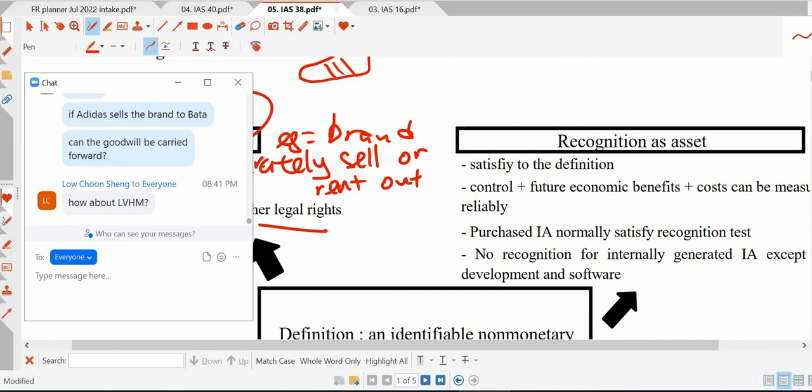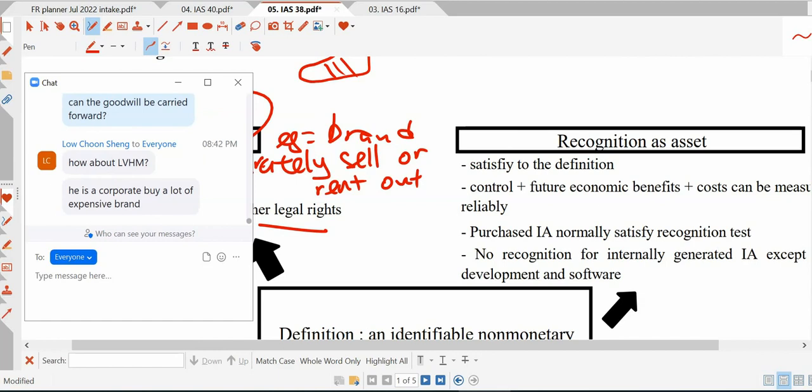Okay, while waiting for Chen Xing to explain further on LV, H&M, and what about that? Sorry, it's the full name for the Louis Vuitton brand. Normally we just call it LV. It's a corporate that buys a lot of expensive branding, like Ray-Ban also. Sorry, I don't buy all this stuff.